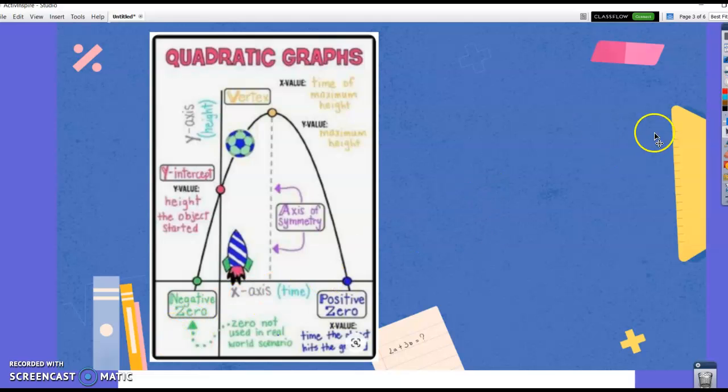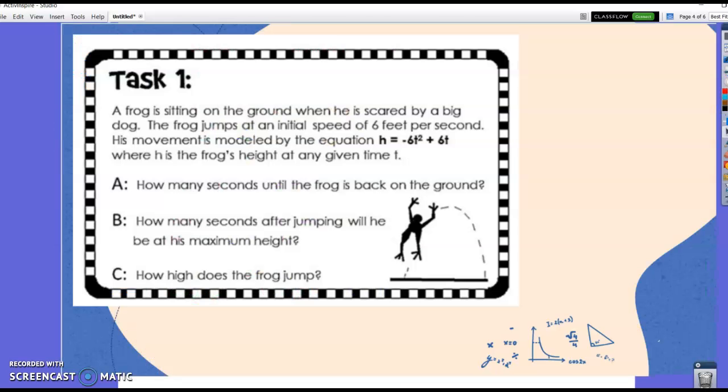So let's move on to an example. All right, this is from your Google form for the week. So if a frog is sitting on the ground and then he jumps at an initial speed of 6 feet per second, here's the equation. h equals -6t squared plus 6t, where h is the frog's height at any given time. Okay, so they're asking how many seconds until the frog is back on the ground.